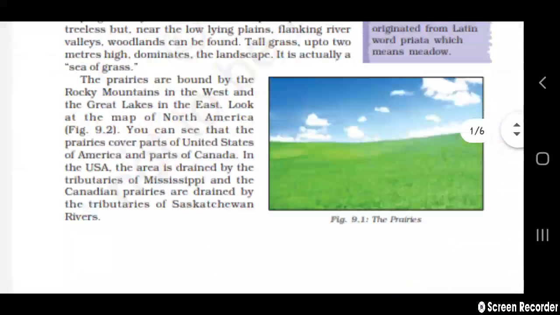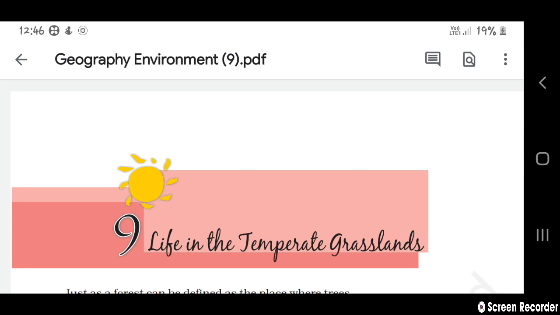So okay friends, this was your chapter, life in the temperate grasslands. I think you understand this chapter.